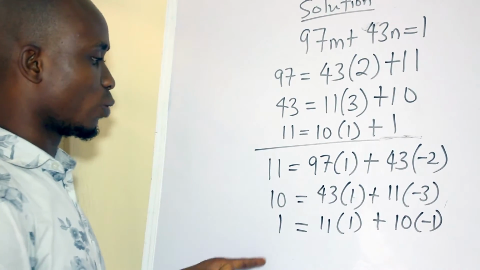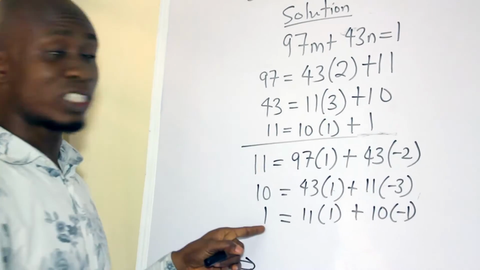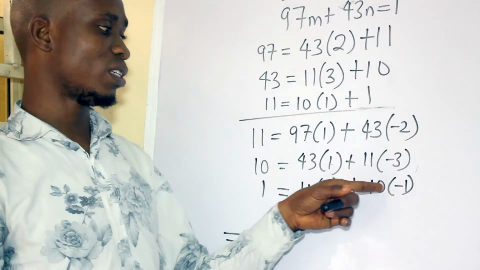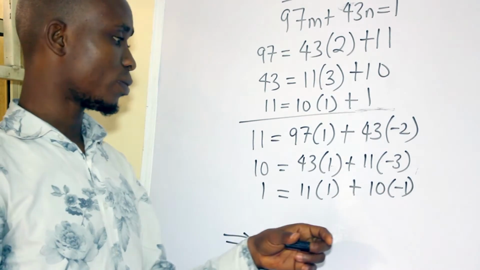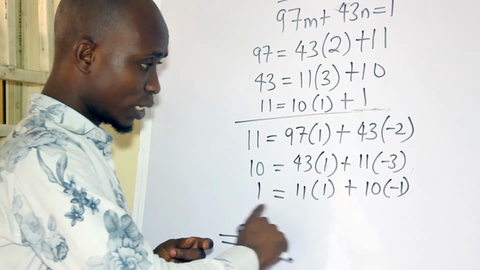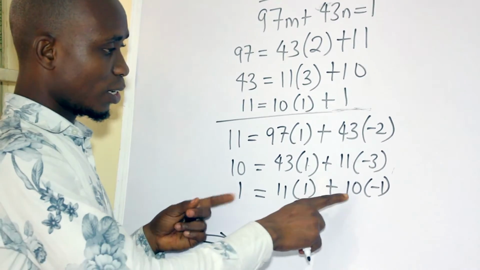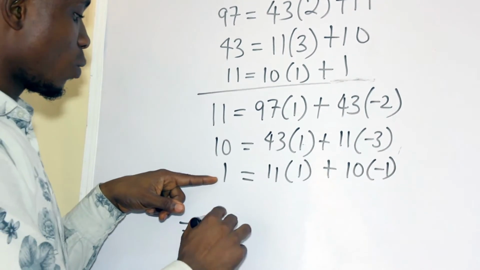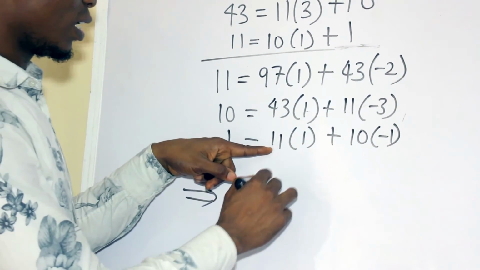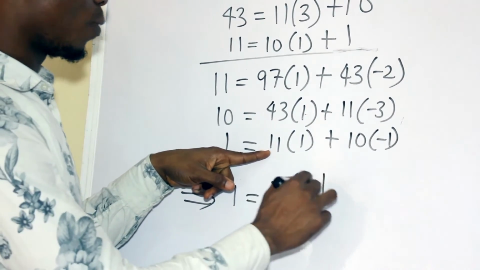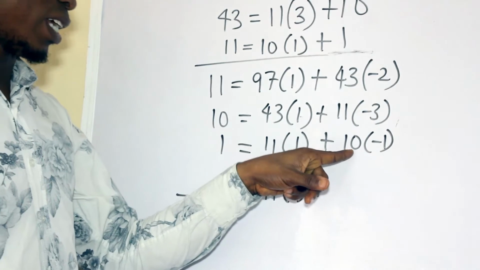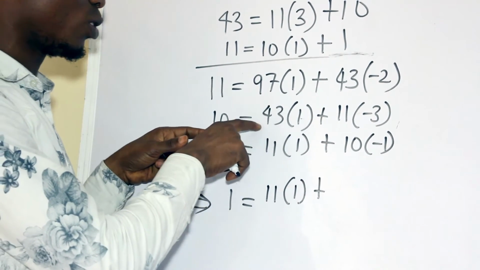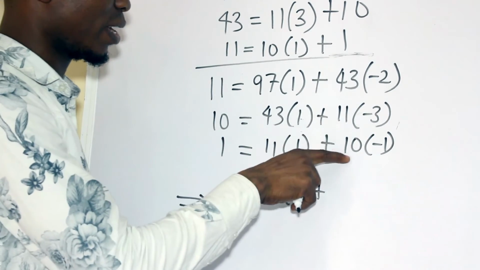Now looking at the last equation we have here, the last equation we have is 1 equals 11 multiplied by 1 plus 10 multiplied by minus 1. So when we take a look at this equation, we will see that here we have 10 and here we have 10. So I'm going to write the last equation: 1 equals 11 multiplied by 1 plus, instead of writing 10, I'm going to write the whole of this value. I'll substitute the whole of this value here.